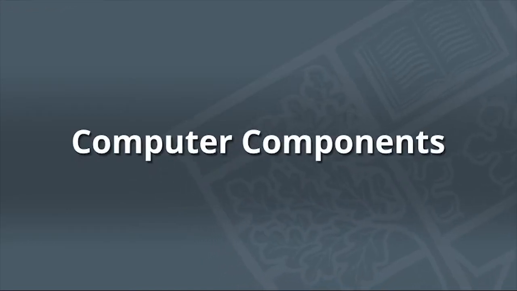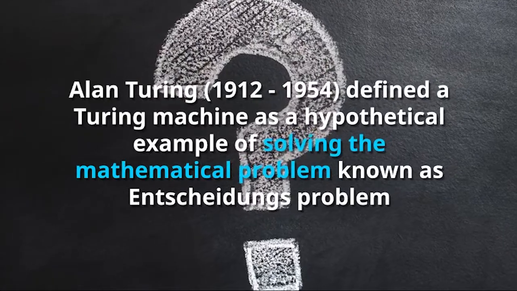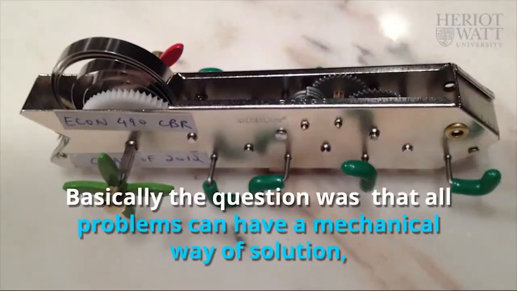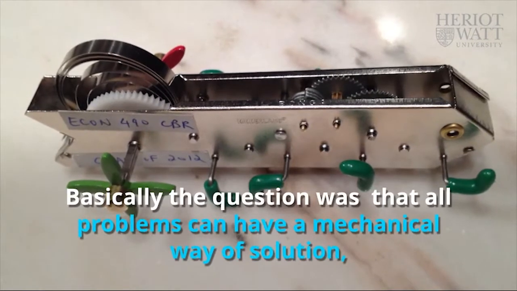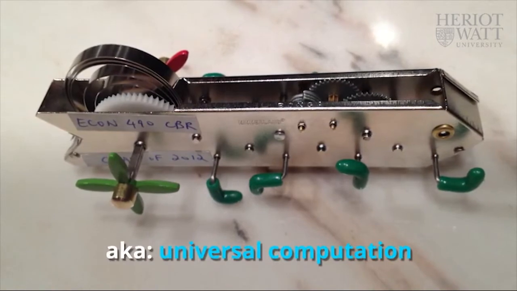Computer components. Alan Turing defined a Turing machine as a hypothetical example of solving the mathematical problem known as Entscheidungsproblem. Basically, the question was whether all problems can have a mechanical way of solution, aka universal computation.